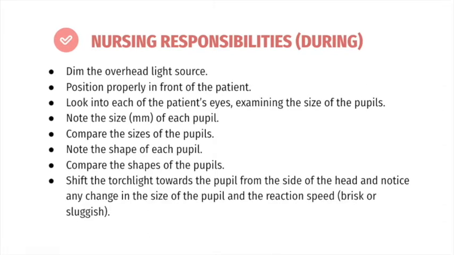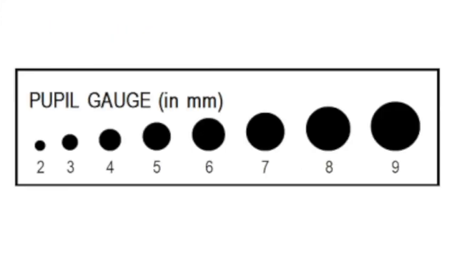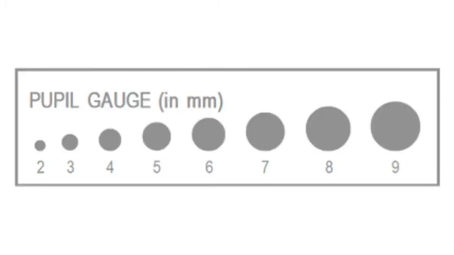For the nursing responsibilities during the assessment, we need to dim the overhead light source. Dim light will facilitate a clearer view of the pupils and their response to light. Next is to position properly in front of the patient. This is to adhere to the principle of proper body mechanics. Next, look into each of the patient's eyes, examining the size of the pupils. Note the size of each pupil. If available, use the scale printed on the neurological assessment chart as a comparison. This is an example of a scale that can sometimes be found in a neurological assessment chart.